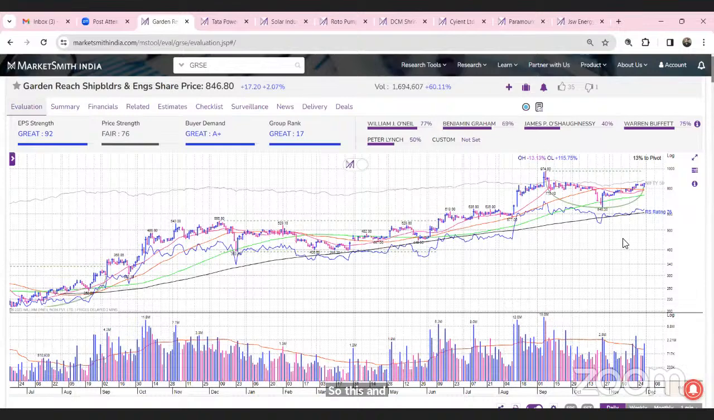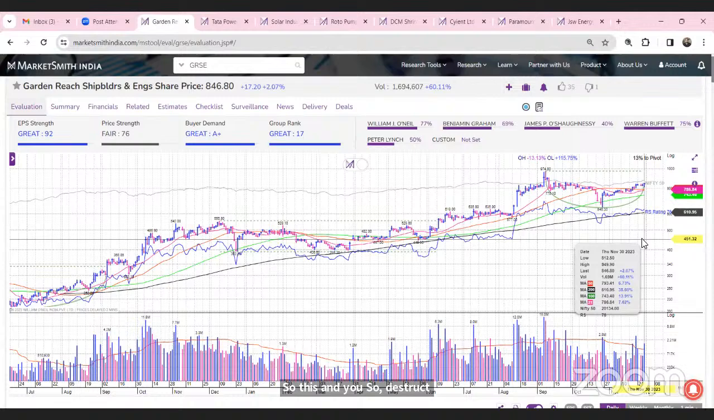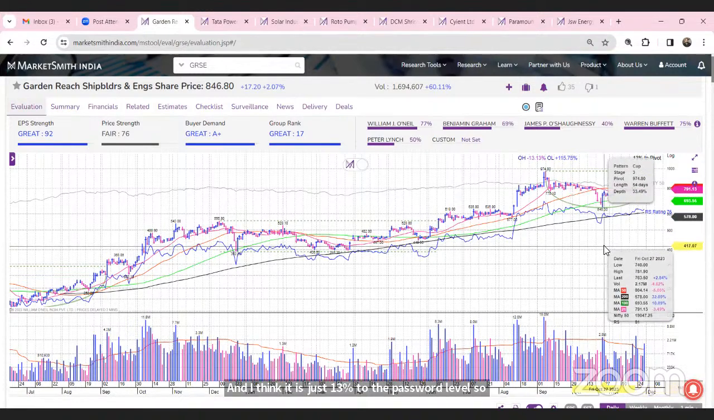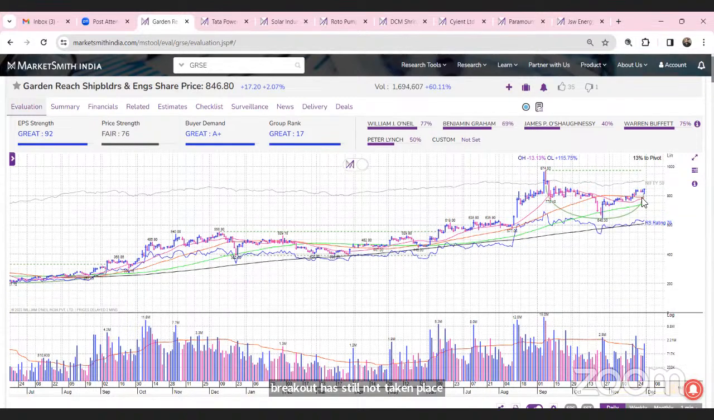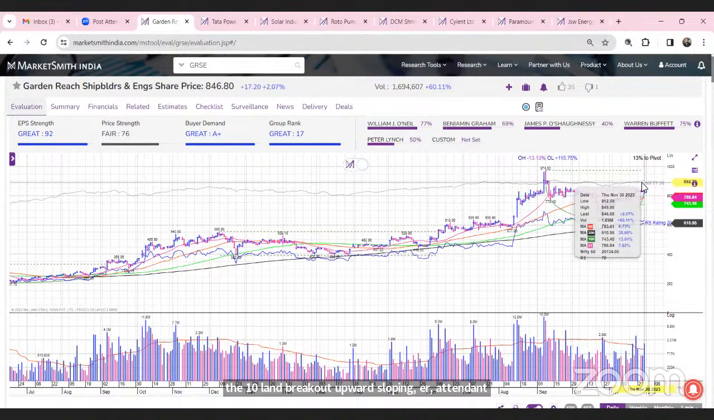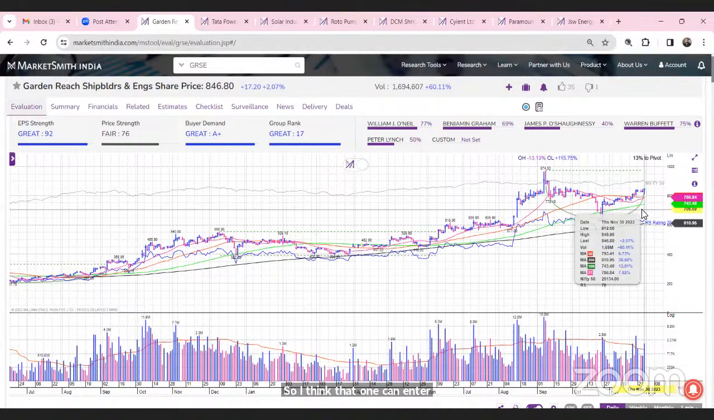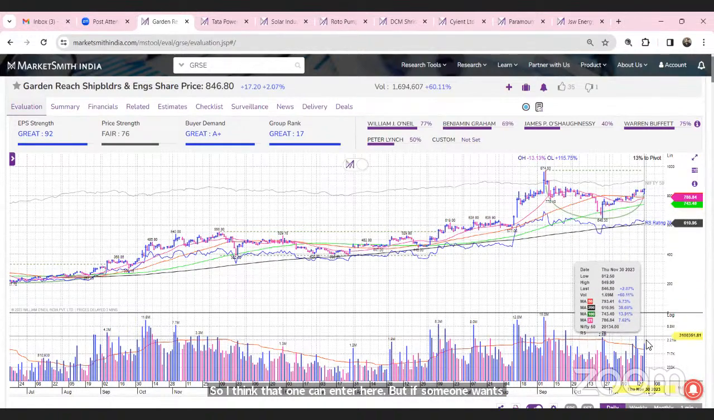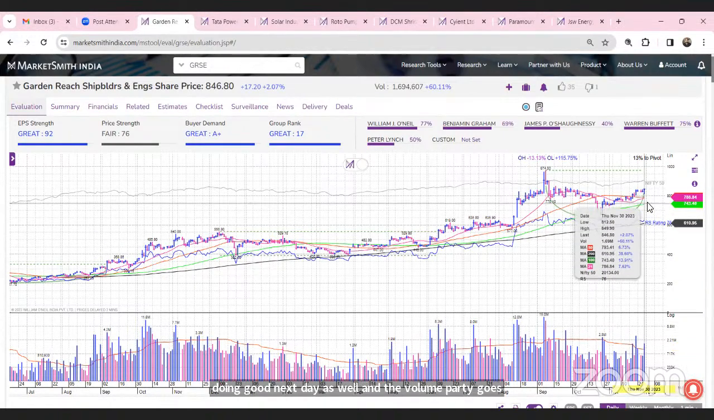GRSE. The stock has reclaimed all its key moving averages, and I think it is just 13% from the pivot level. So the breakout has still not taken place. And if you look at the upward sloping trend line breakout, it has to at least surpass this particular range. So one can enter here. But if someone wants to take an aggressive call on this, and if the stock is doing well the next day as well, and the volume part is also good, then one can take a position on this particular stock, GRSE.